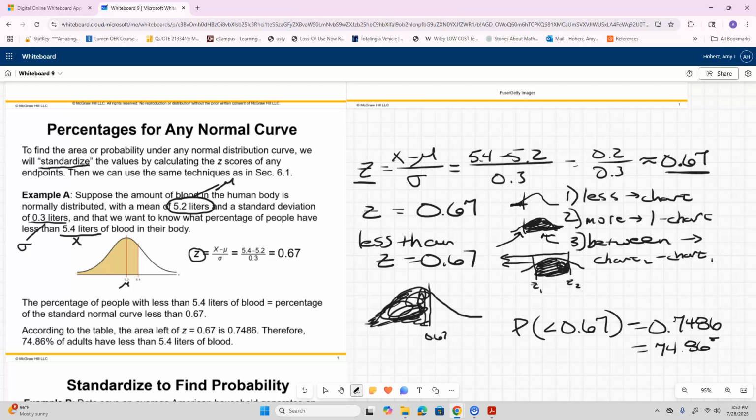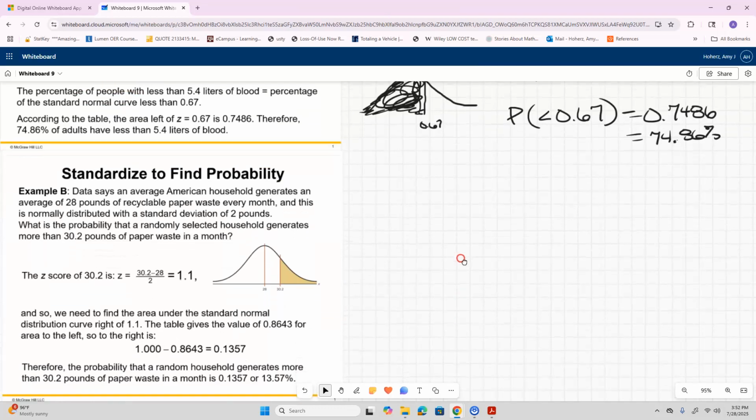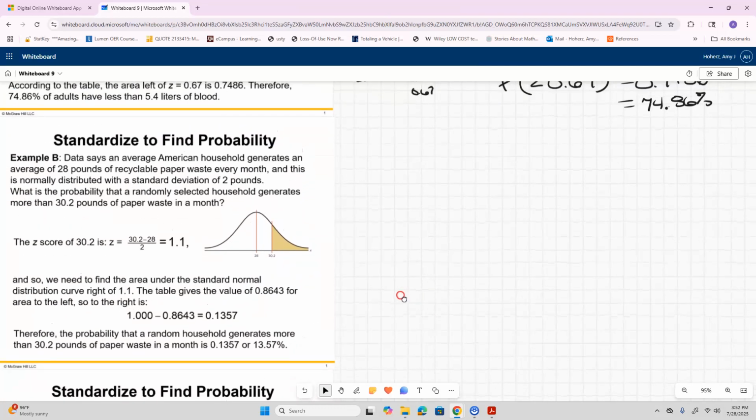It's just we have one extra step in that we have to calculate our Z value first, because they're not going to give us the Z value. We have to standardize it ourselves and change the 5.4 liters to 0.67 standard deviations. All right, so let's look at another problem.